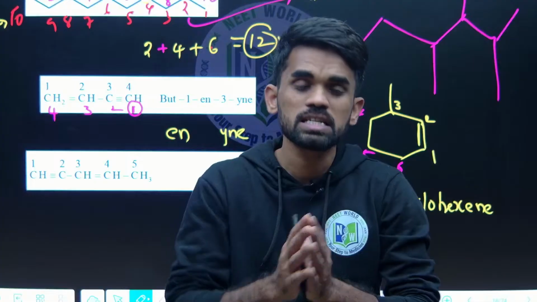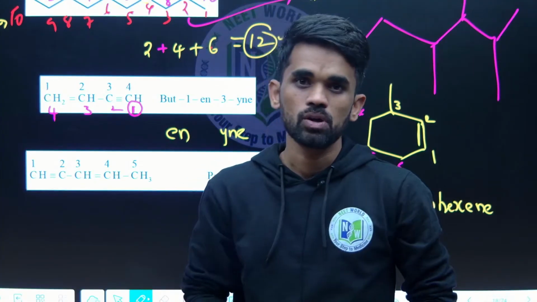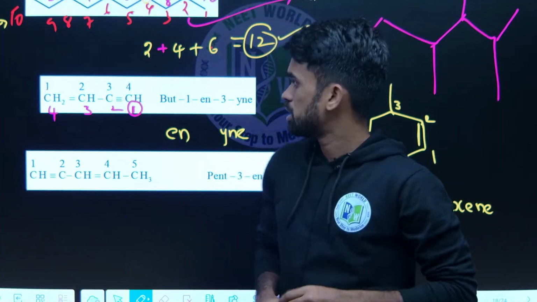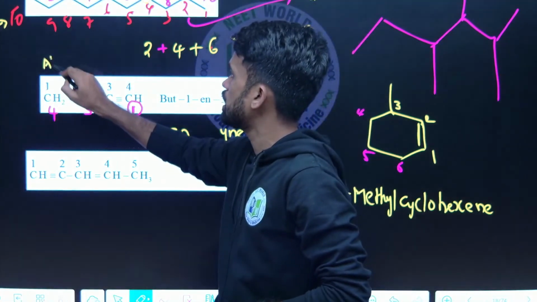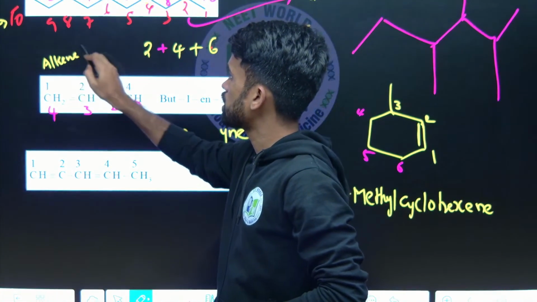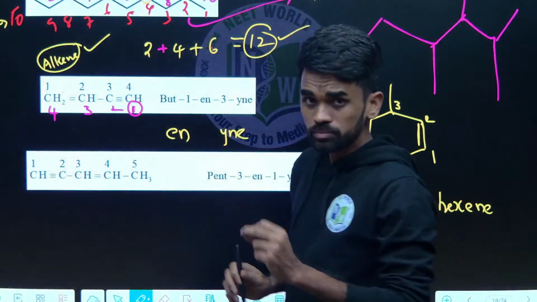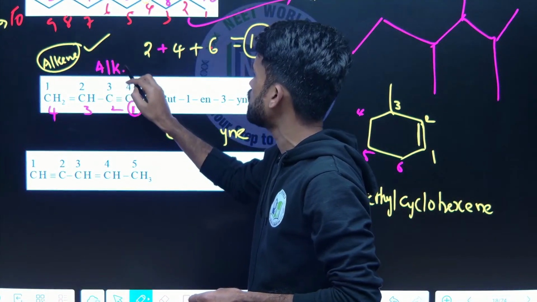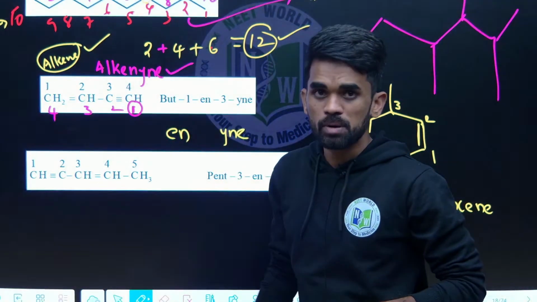So if this is the scenario, you need to give numbering from the double bond side. It means priority should be given from the double bond side. Remember, if they are at equivalent positions, give numbering from the alkene side. Alkene side numbering is perfect. And the second factor you should remember is that the name of the compound should end like "alkene-yne". This is the way of writing an IUPAC name.